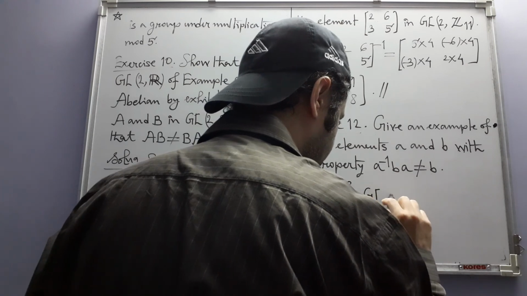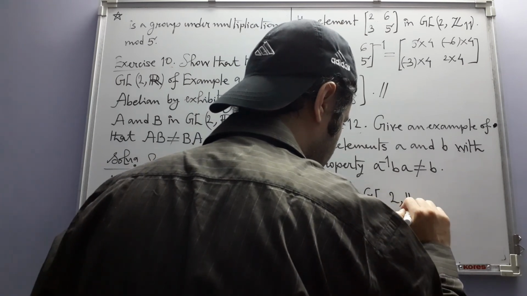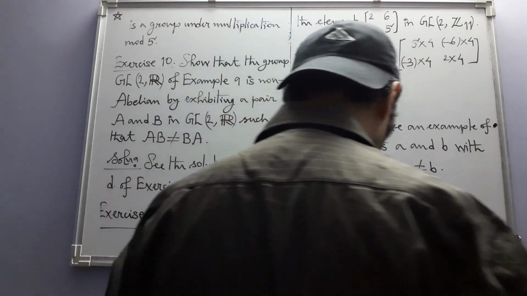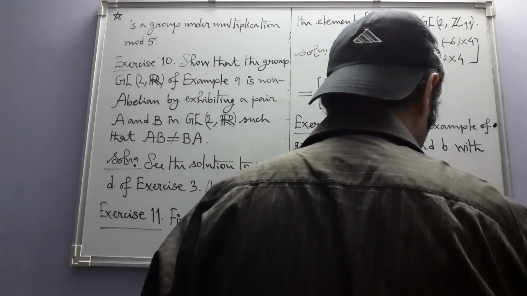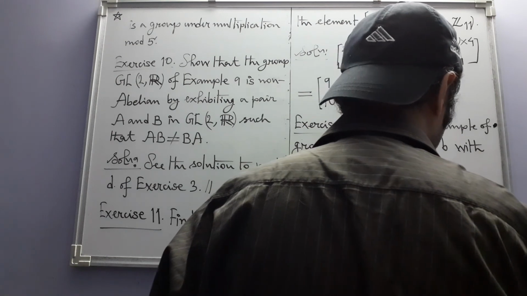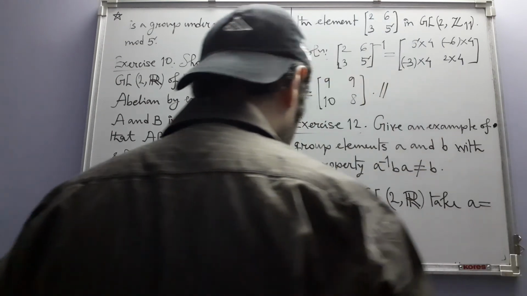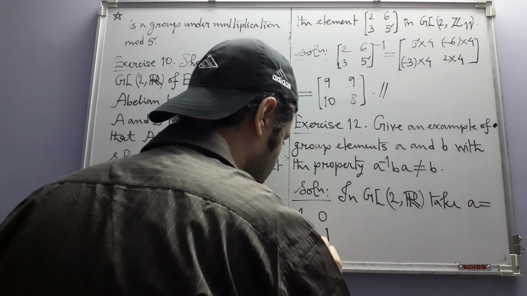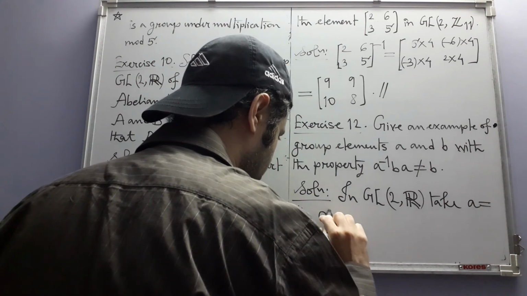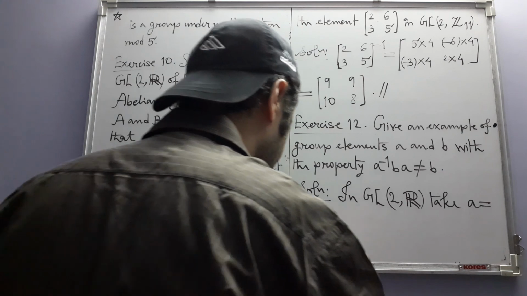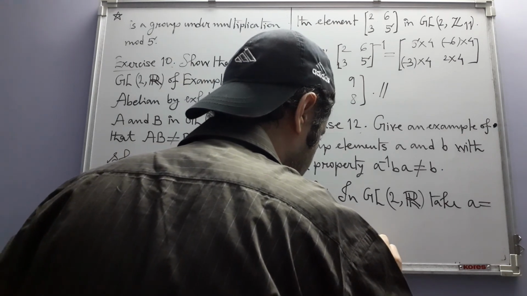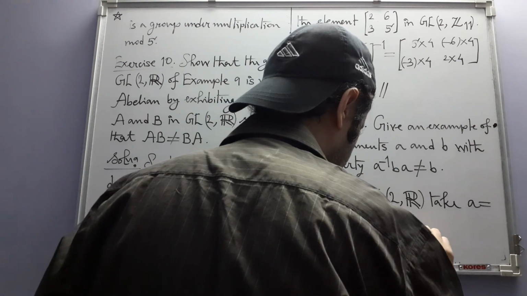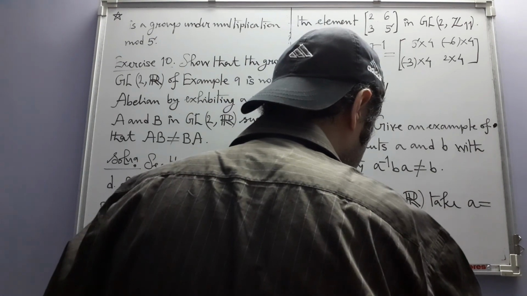So you can directly write the solution like this. In our familiar group, the general linear group of 2 by 2 matrices with real entries, take the elements. A is the matrix, say 1 0 2 1, and B is the matrix -1 1 1 1.